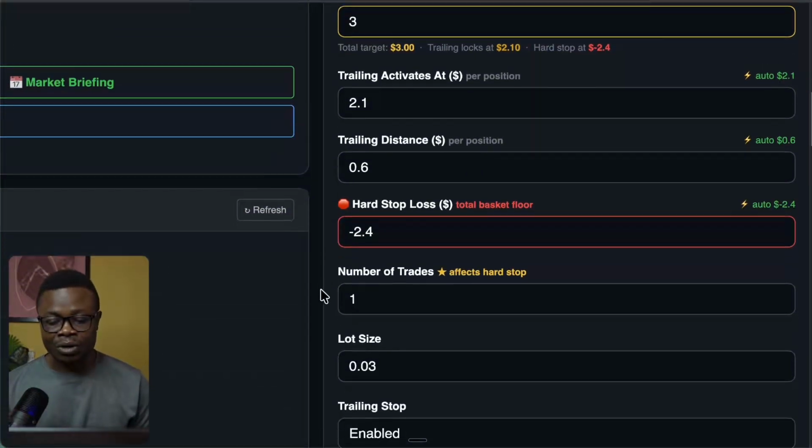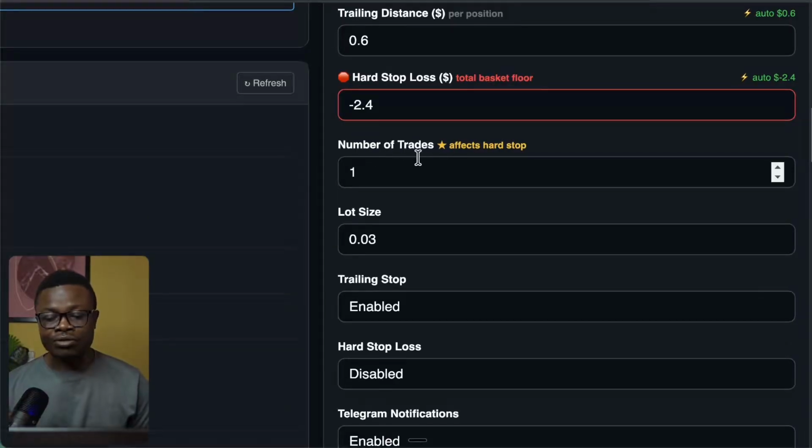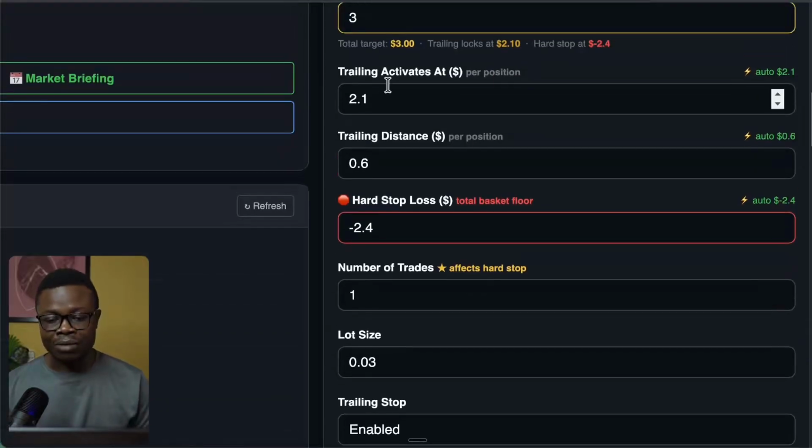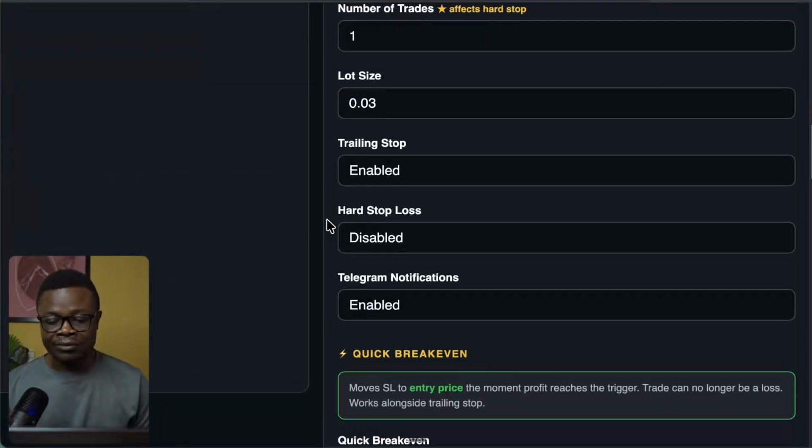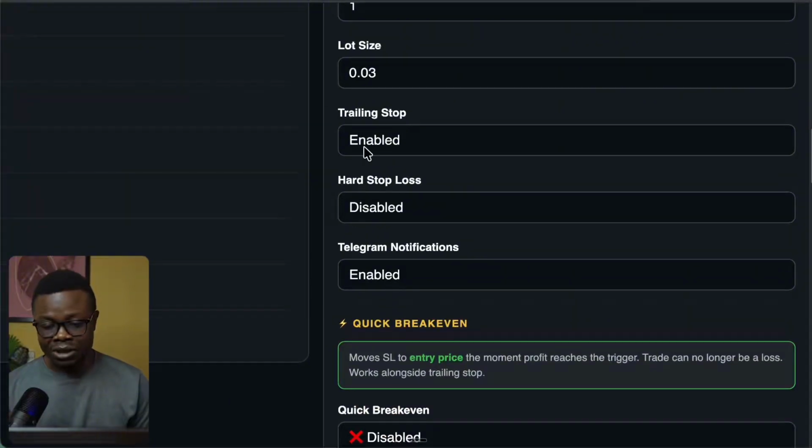Now for the hard stop loss, if you scroll down here, but before we go to that, the number of trades we take per trade: instead of taking 3 trades with 0.01, I just decided to take 1 trade with 0.03. And it goes on. If I'm about to take like 10 trades or thereabout, I will just change the lot size to 0.1 and take only 1 trade, and then adjust my profit target as well. Then if I scroll down, trailing stop, as you can see, is enabled. The hard stop loss, I had to disable this.